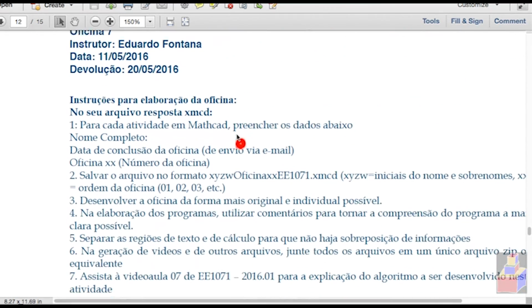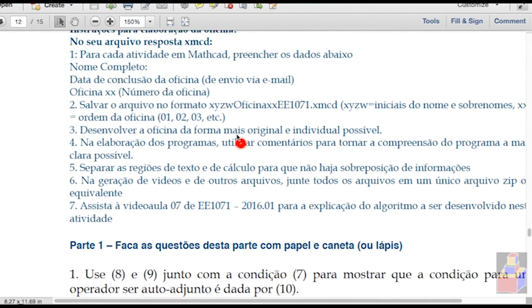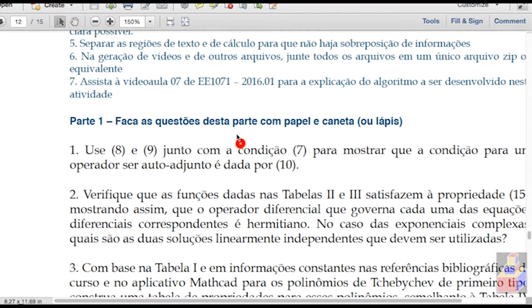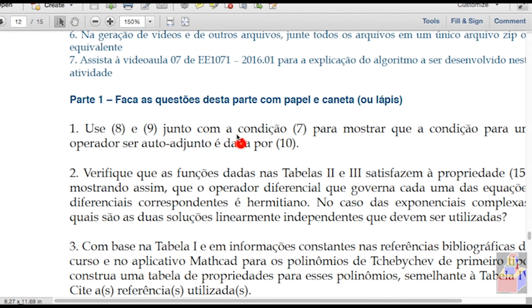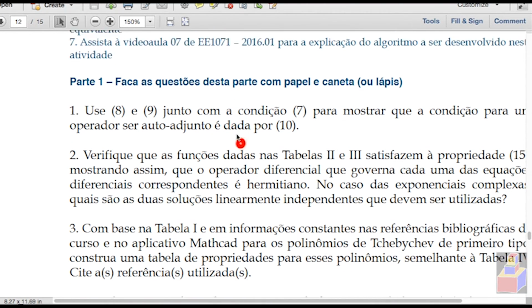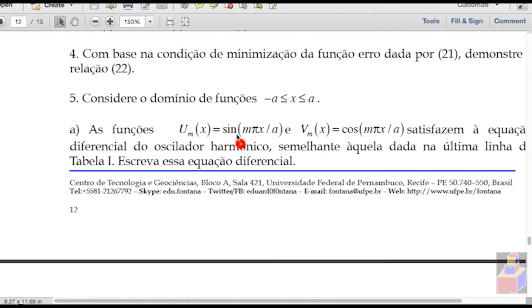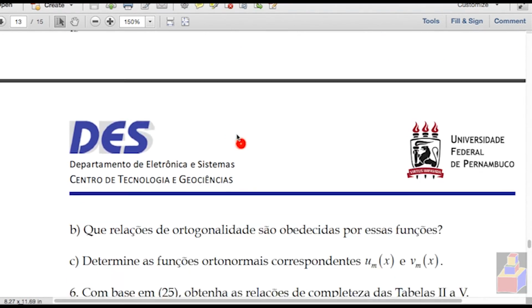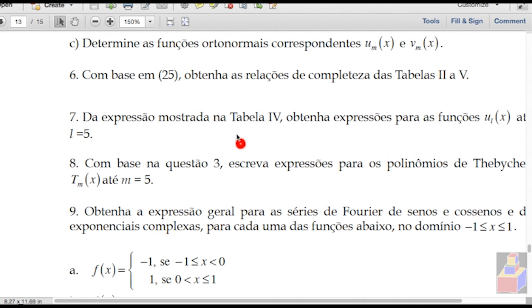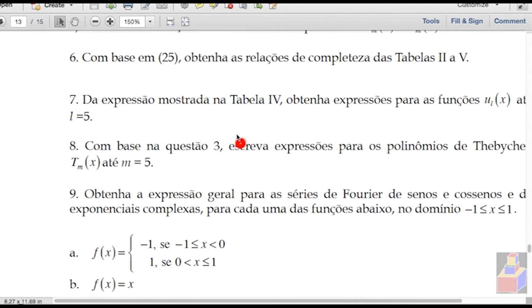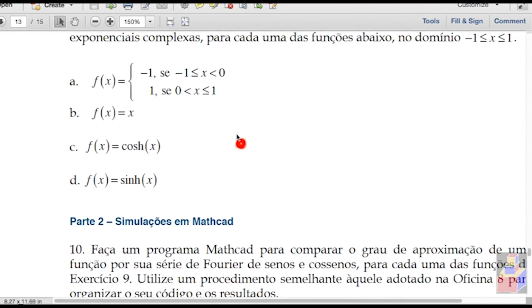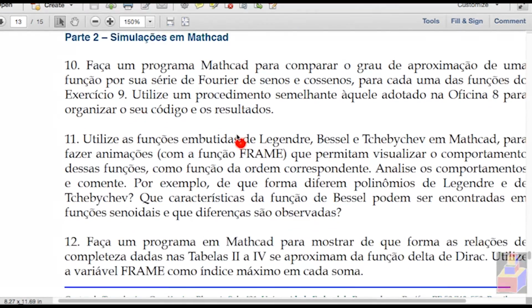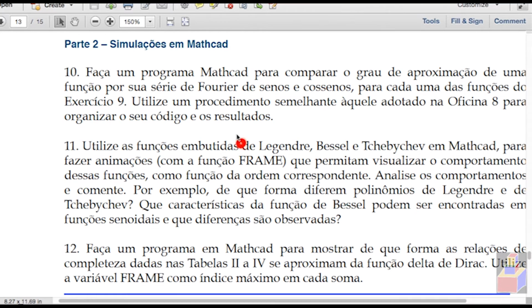Okay. The assignments. There are two parts again. The first part is by hand, paper and pencil or pen. I want you to verify some of the things that are mentioned in these sheets, verify some of the relationships, and do some expansions. And the second part is a MATLAB simulation.